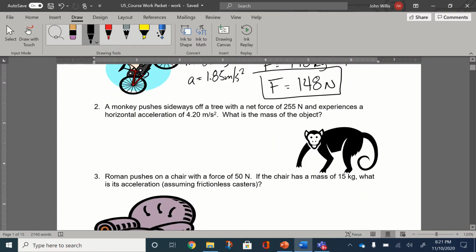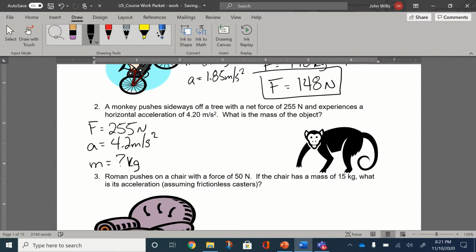Number 2, we've got ourselves this little primate guy. He's applying a force of 255 newtons to the tree. He's going to be accelerating at 4.2 meters per second squared, and they ask you to solve for its mass. Mass is always going to be measured in kilograms, not grams. That'll pop up on the next worksheet. Just make sure you recall that. So it's still Newton's second law, F equals ma. That hasn't changed in any way, shape, or form.